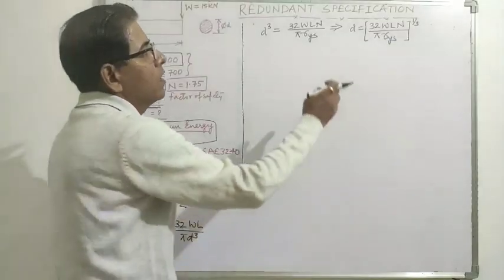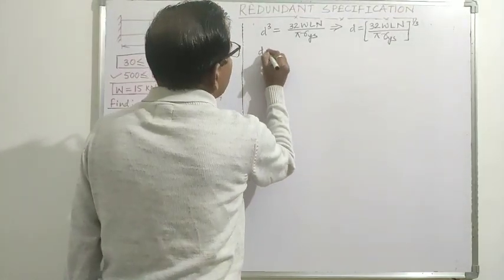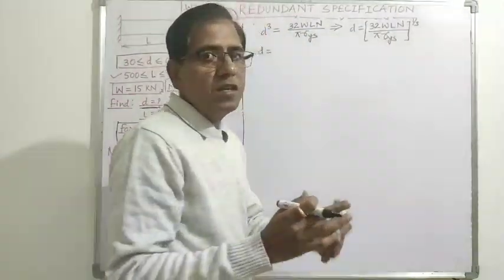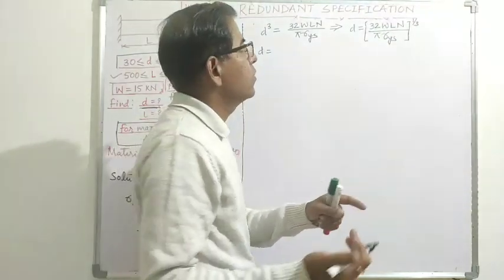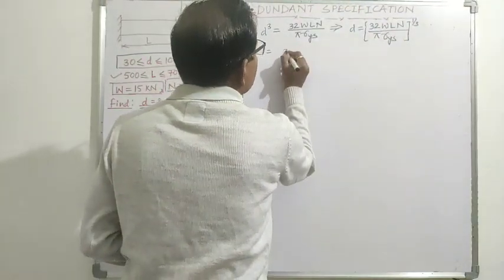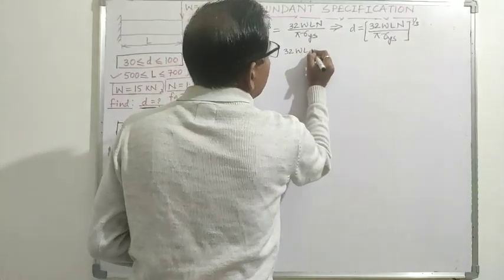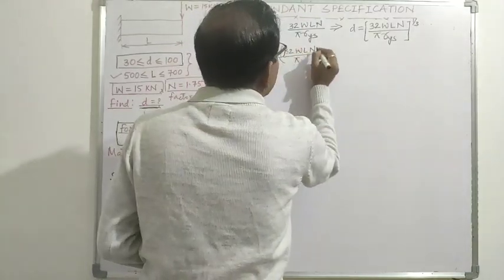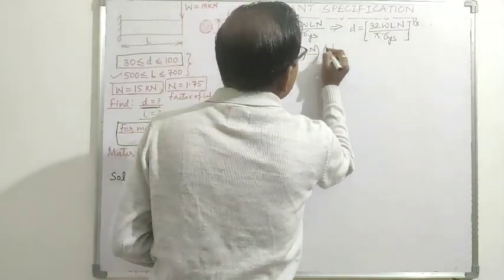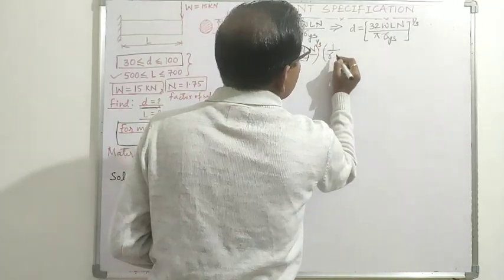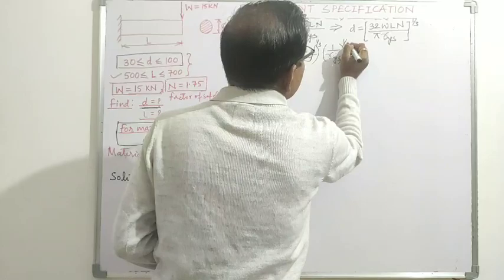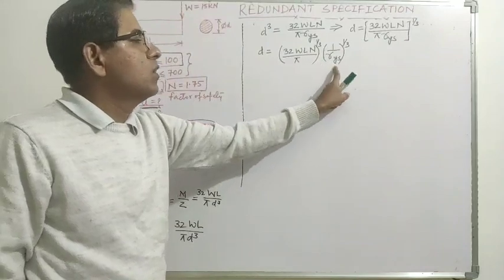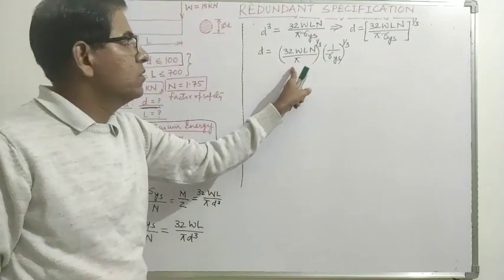Now here there are some functional variables and some material constants. So we sort out the functional variables and material constants. So 32 WLn upon pi, this is to the power 1 by 3, and sigma ys to the power 1 by 3. So it is the same equation, but we have categorized it into the material constant and the remaining part.